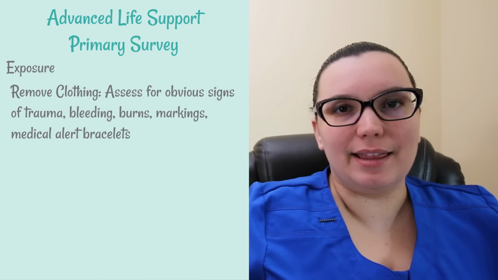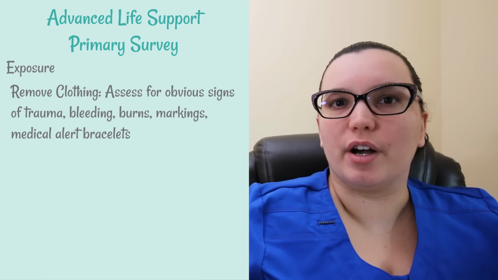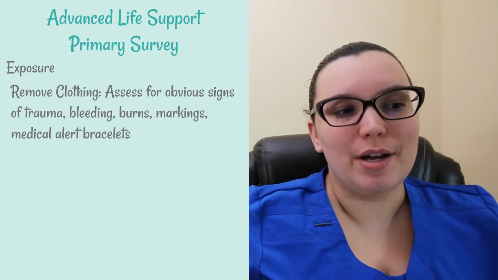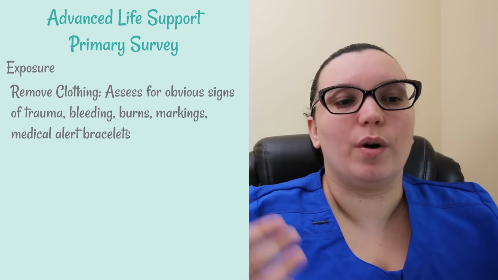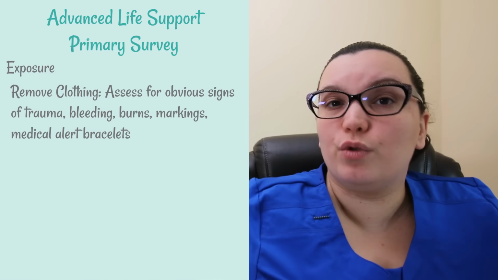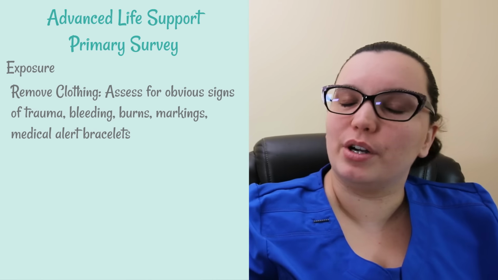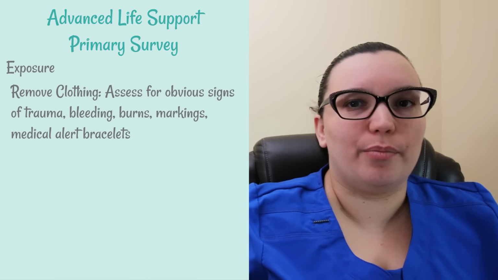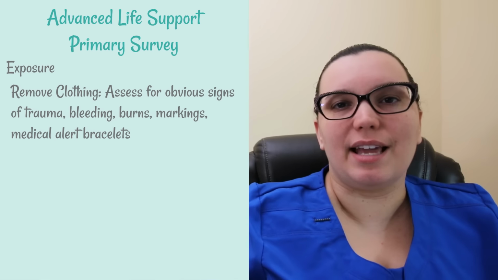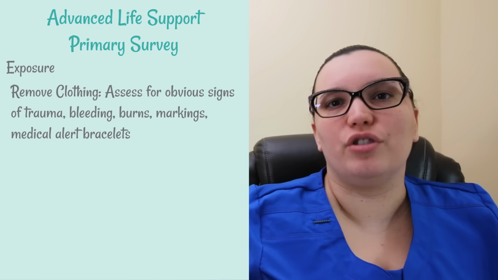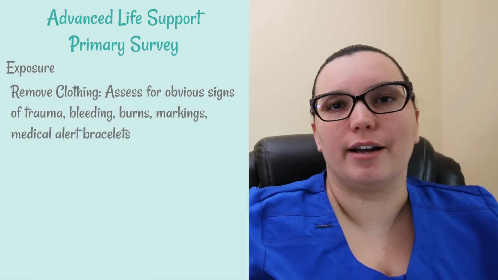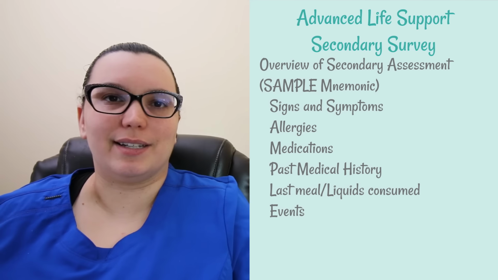So lastly, in the A, B, C, D, E, we're going to talk about E. That is your exposure. So you want to remove those clothing. You want to assess for obvious signs of trauma. Is there bleeding? Are there any markings? Do they have a medical alert bracelet? You really want to take a good look at that patient to see what potentially is causing them to be in cardiac arrest. So now we're coming into our secondary survey.